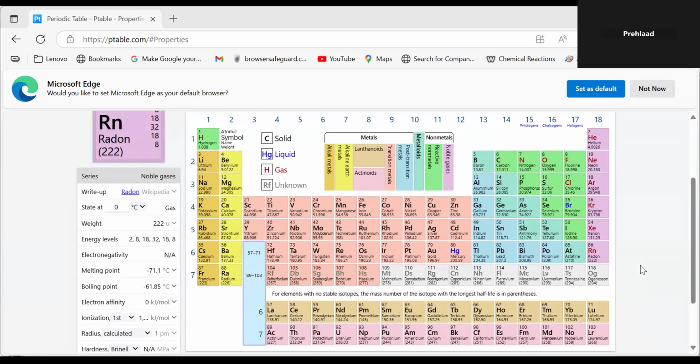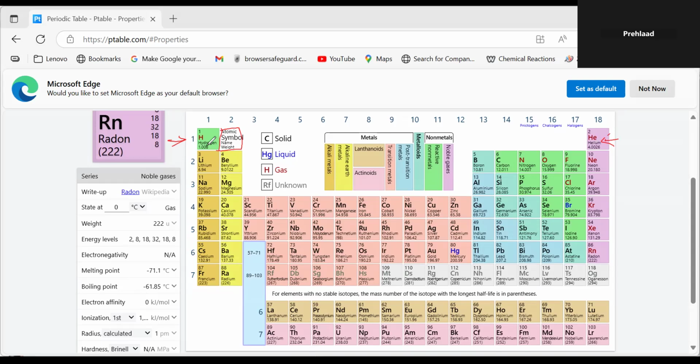So now if you notice, we have the first period. That has only two elements, hydrogen and helium. This helium should have been over here, but they didn't put it there because it has a full outer shell. So it has been placed along with the inert gases. So it's an exception.